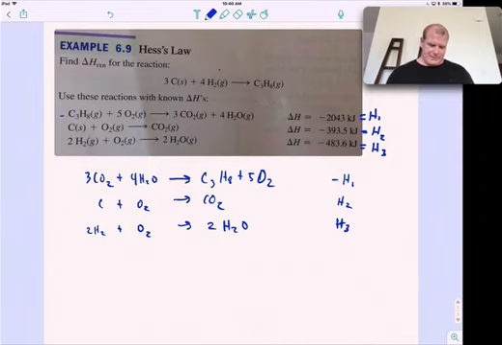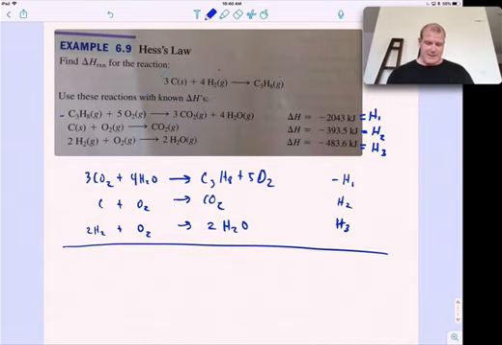Okay. So now we need to add these together so they equal this. And we are going to have to figure out what variables to multiply things as. You can look at it one of two ways. One of the ways is we want to get the proper reactants, so we need 3 carbons. So we need to multiply this one by 3. And we need 4 hydrogens. So we're going to multiply this one by 2. That's one way to look at it.